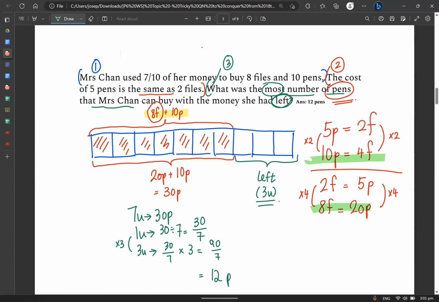12 what? 12 pence. Okay, now you will realize that it's actually 12.857. But since the question asks for what? The most. Can you see that? They ask for the most number. Agree or disagree? If the most number, then I have to round down. Okay, that means I can only buy 12 pence. Agree so far? So therefore, my answer over here is 12. And this is the answer for this question.